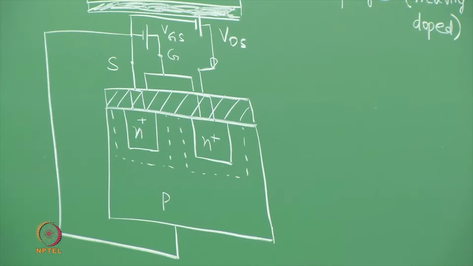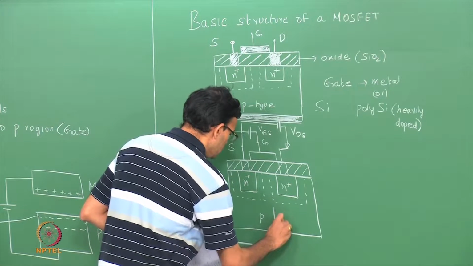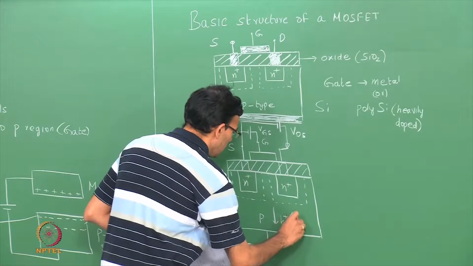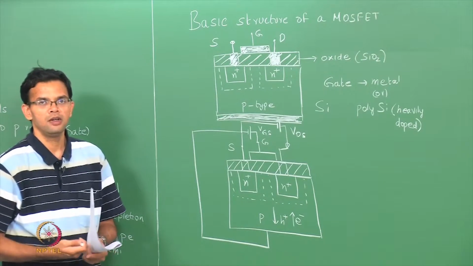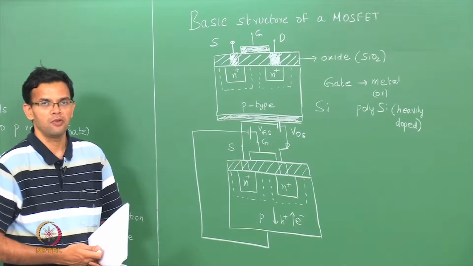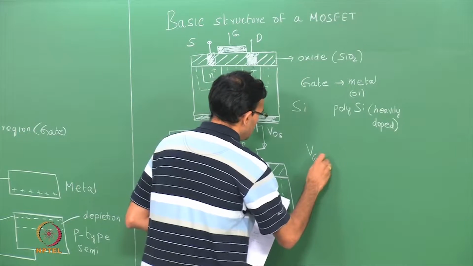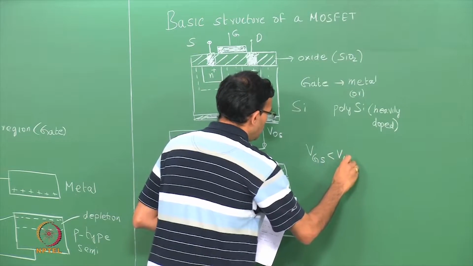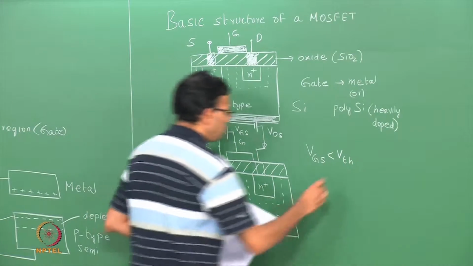We are going to bias the material in such a way that holes will flow down and electrons will flow up, but the potential is lower than the potential that is required for inversion. So, VGS is less than V threshold. We saw earlier that V threshold is the potential for inversion.